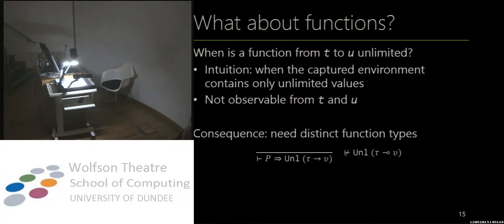So I really do need to distinguish between functions that haven't closed over anything linear, which I'm going to write this way, and functions which have closed over something linear, which I'm going to write that way. I might change all my arrows at some point in the future so they don't look like anything anyone's familiar with, but unlimited, linear. And now all of my problems will emerge.